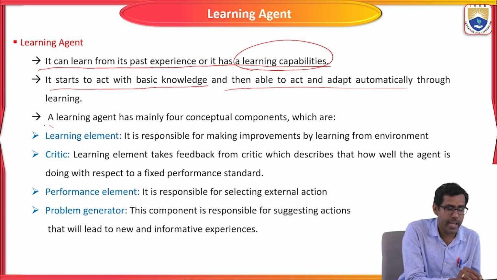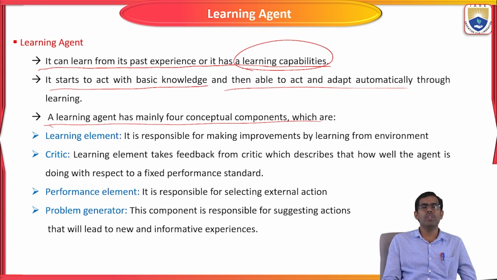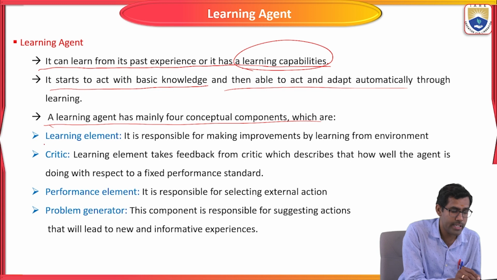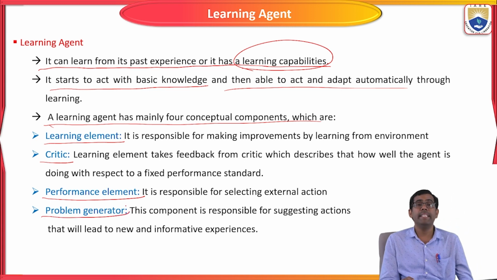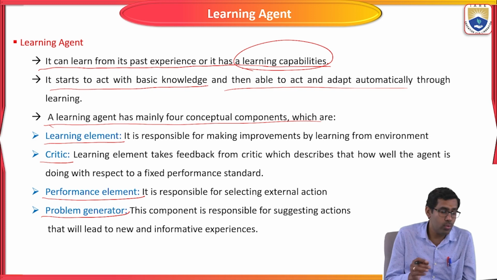Okay, so the learning agent has mainly four components. If you are going to choose the learning agent to solve some particular problem, you have four different components. The first one is a learning element, the second one is a critic, the third one is a performance element, the fourth one is a problem generator. Based on these four components, the learning agent will take the information, or take some action on the environment.